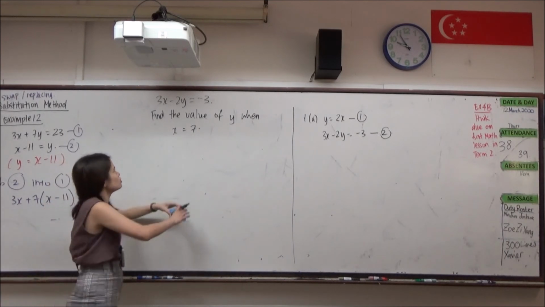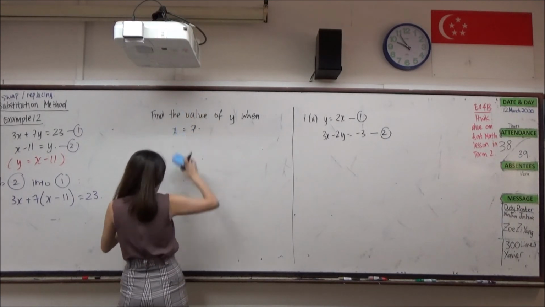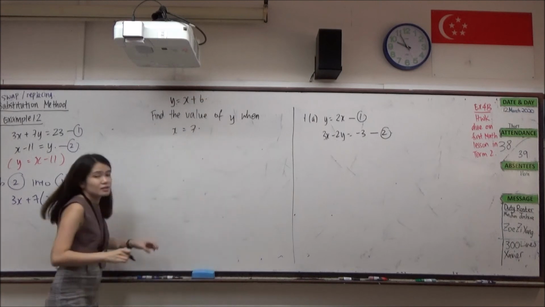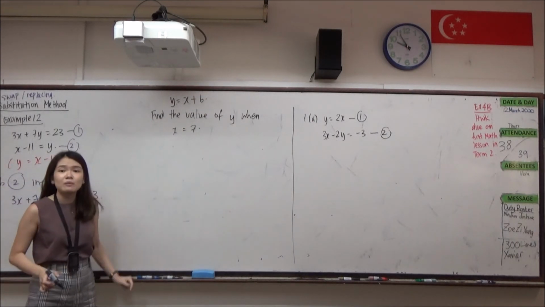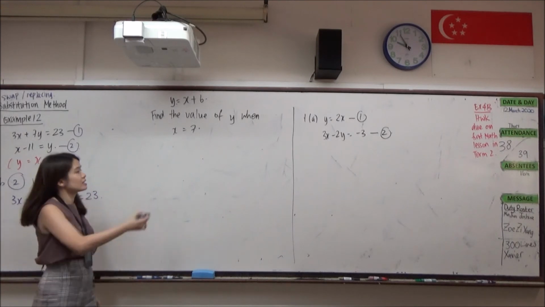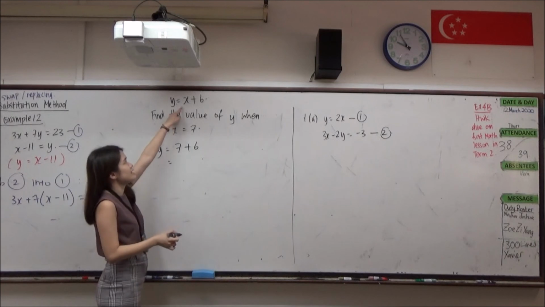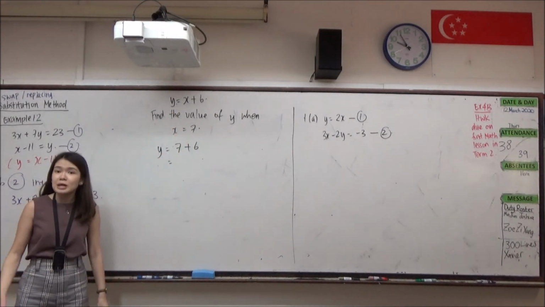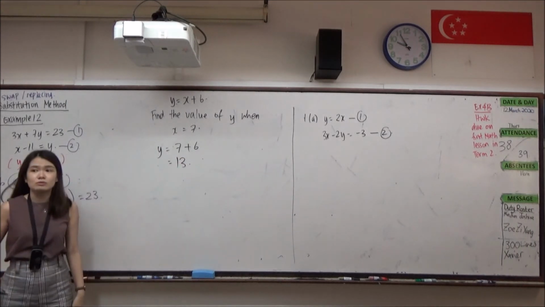So how to solve? Maybe this one is too complicated. Let me change it to something simpler. Maybe y equals x plus 6. Then they say x equals 7. So how to find y? 7 plus 6, right? So why is it 7 plus 6? Because you replace the x with 7. So you have done simple substitution before, such that you get y equals 13.